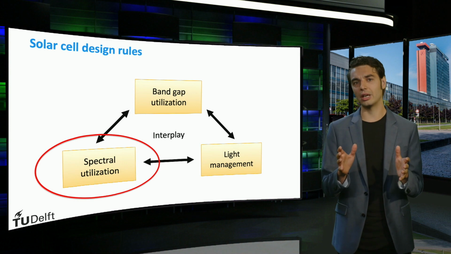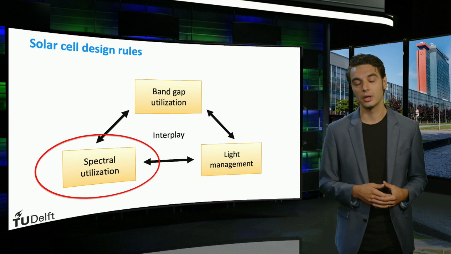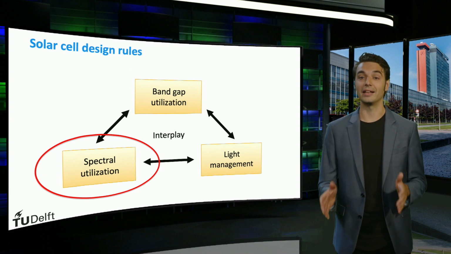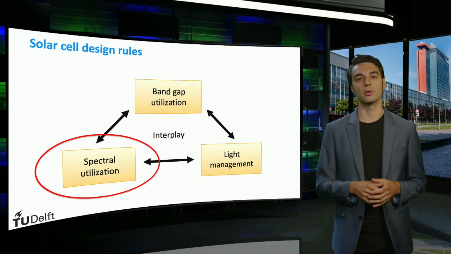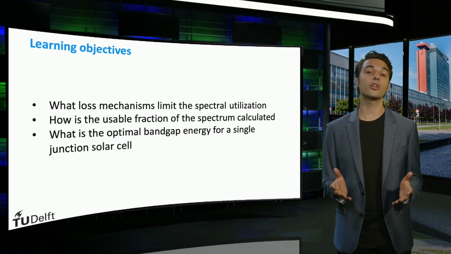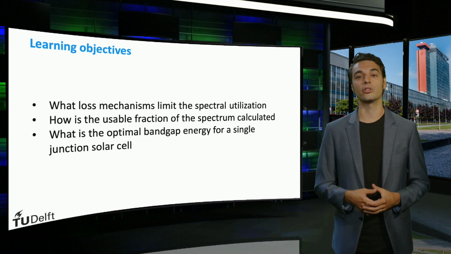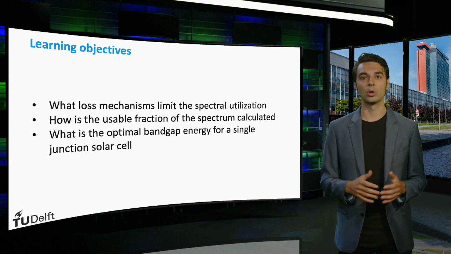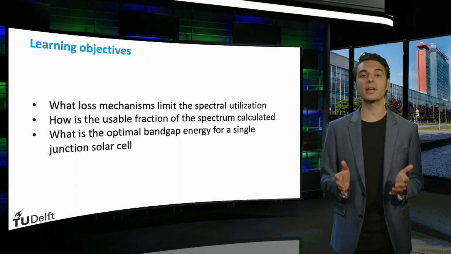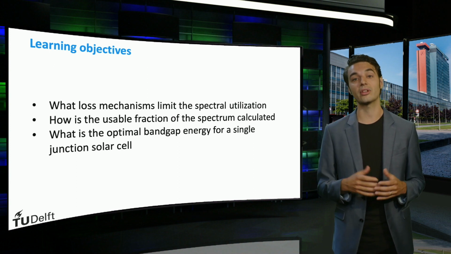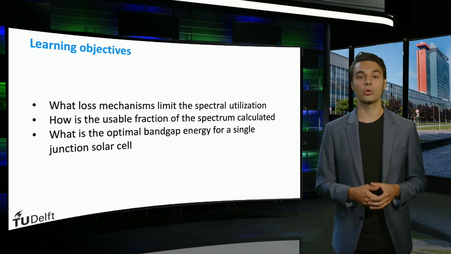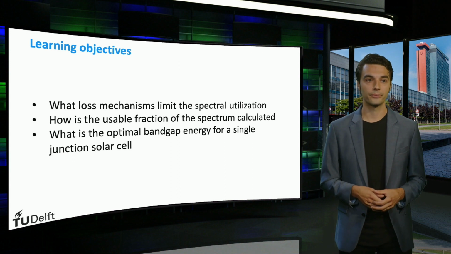The band gap utilization has been discussed earlier in this course. Therefore, in this video, we will focus on spectral utilization, and in the next video we will focus on light management. The learning objective for this video is to understand the loss mechanisms that limit the spectral utilization of a solar cell. We will learn how this fundamental limit depends on the absorber material and how to calculate the fraction of the solar spectrum that can be utilized. Finally, we will look at the optimal bandgap energy for a single junction solar cell.